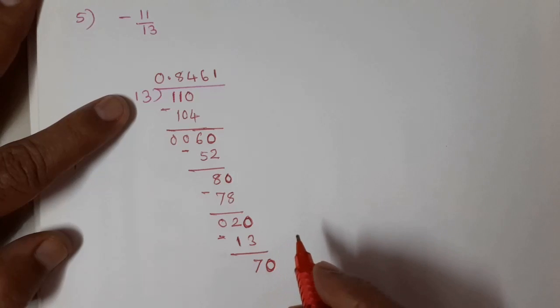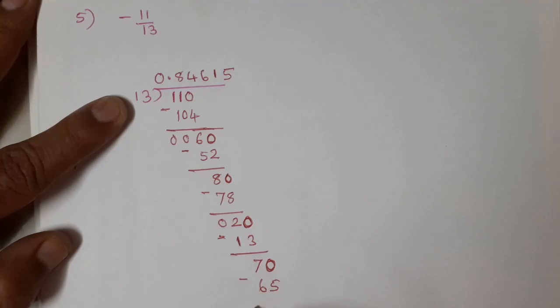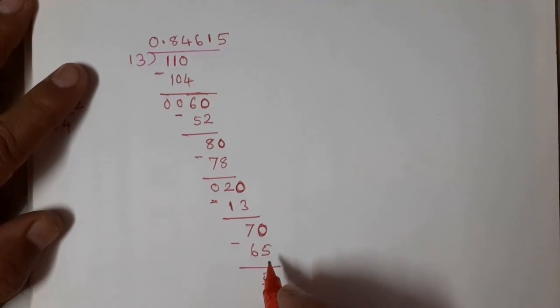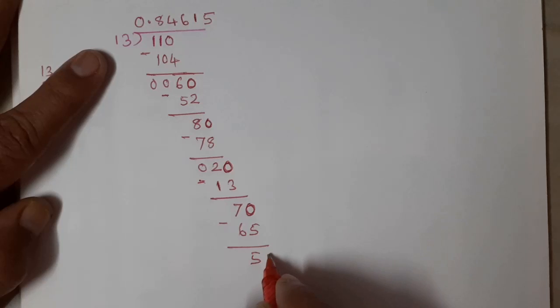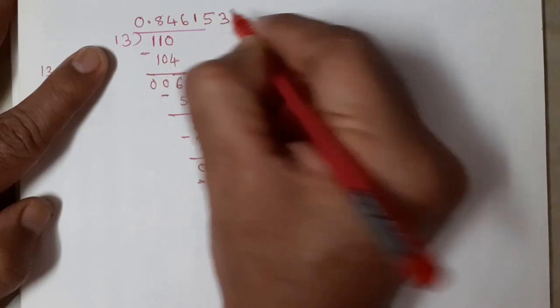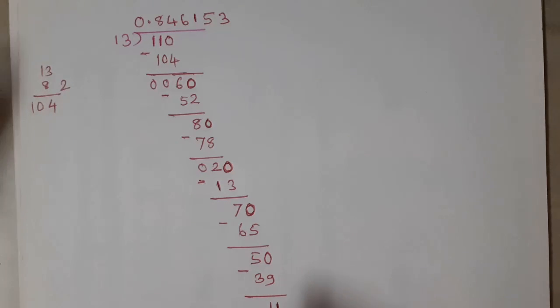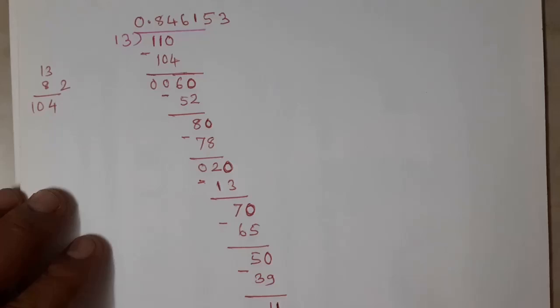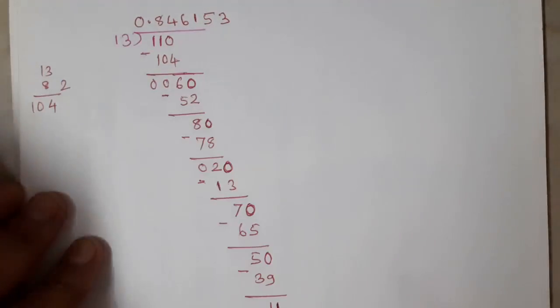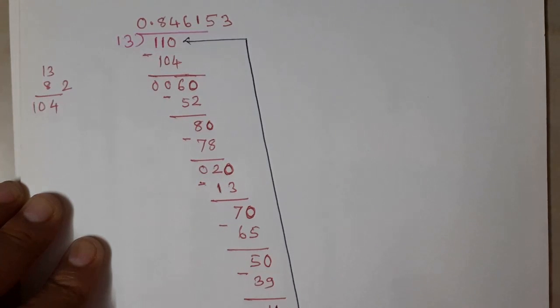So 13 fives are 65. So it becomes 5. Again it is not possible to divide 5, so I am taking it as 50. So 13 threes are 39. What is the result of subtraction? It is 11. So here again is our same example, that 11 is divided by 13. So repetition is there. The same condition occurs over here, so we have to stop our division over here.